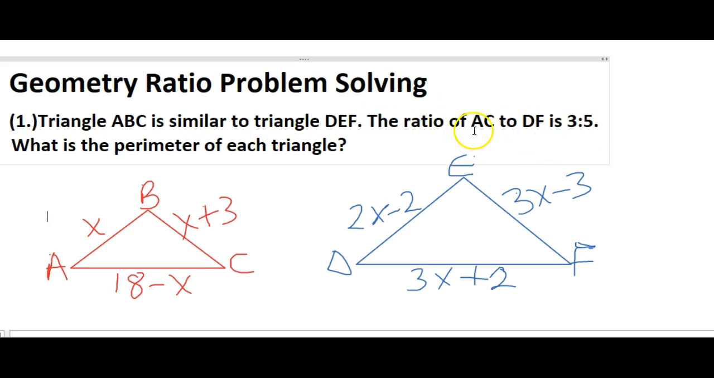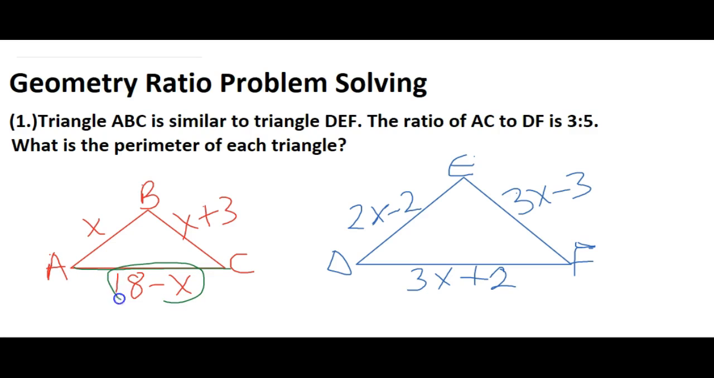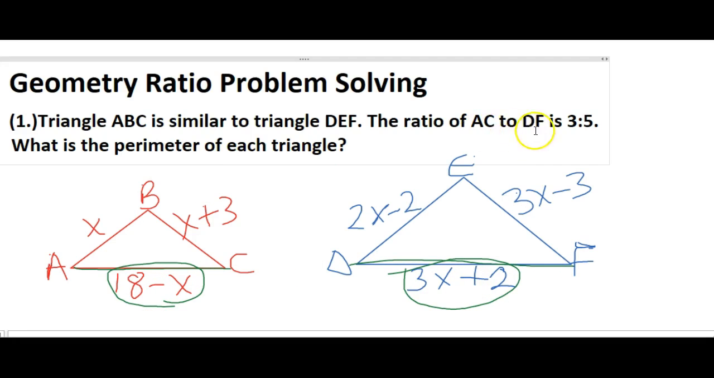And then they give us the ratio of AC to DF. This AC, which is this line, corresponds to DF, which is that line. Since AC comes first, 3 should come first, and DF comes second, so 5 should come second.